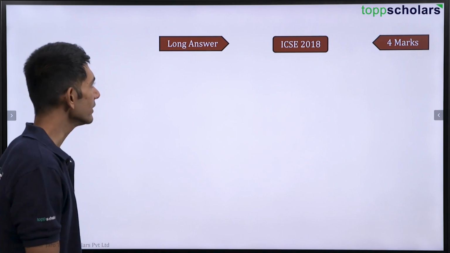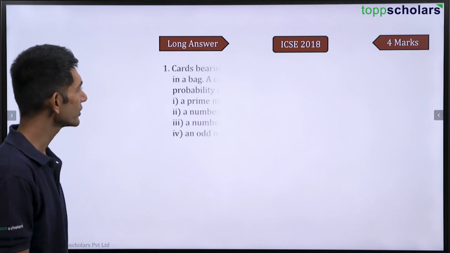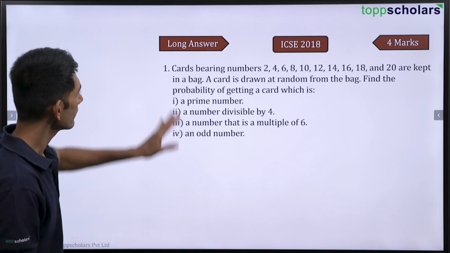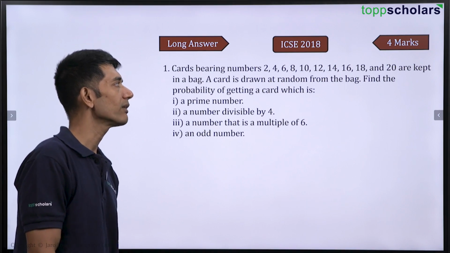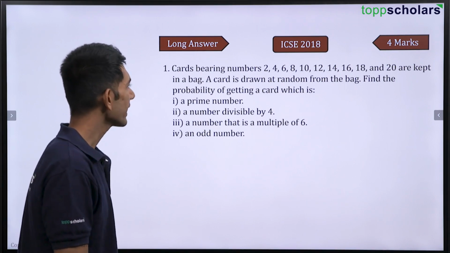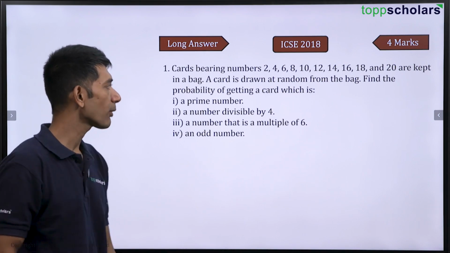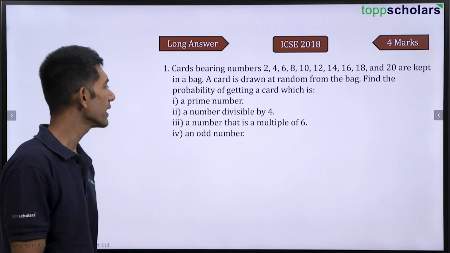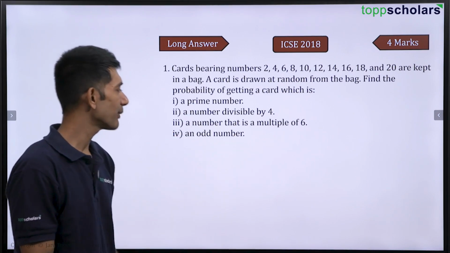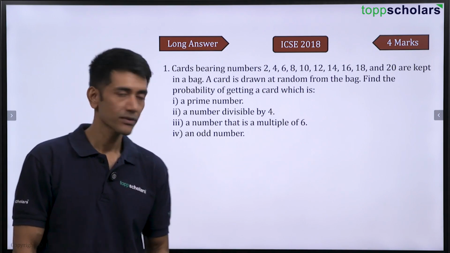The first question is from ICSE 2018. Let's try to understand this question. It says cards bearing numbers 2, 4, 6, 8, 10, 12, 14, 16, 18 and 20 are kept in a bag. A card is drawn at random from the bag. Find the probability of getting a card which is a prime number, a number divisible by 4, a number that is a multiple of 6, an odd number. So basically there are 4 questions here, correct?